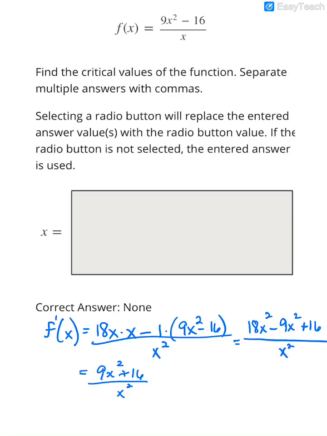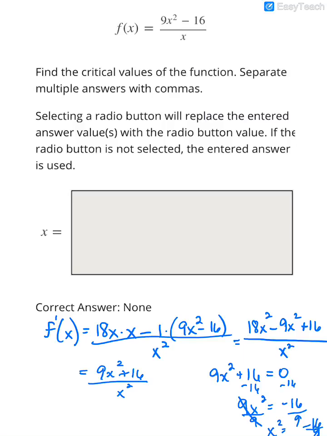So when you go to set this derivative equal to 0, you're going to set the top specifically equal to 0 because that's how a fraction is equal to 0. I subtract 16 on both sides, so 9x squared is equal to negative 16. Divide both sides by 9, and you're going to have x squared is a negative number. Well, we know that x squared cannot be a negative number, and even if you tried to square root both sides, you realize you get imaginary numbers, so there are no critical values coming from there.